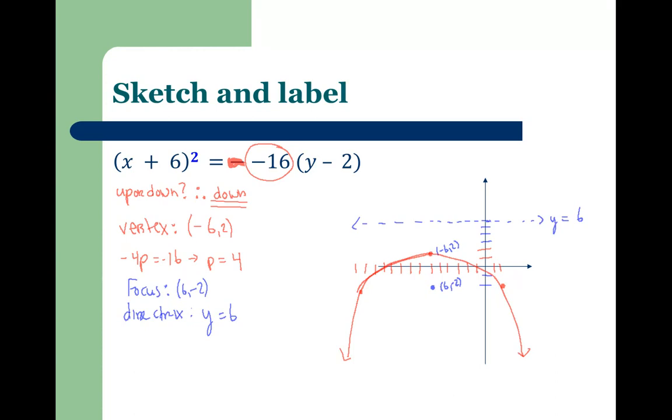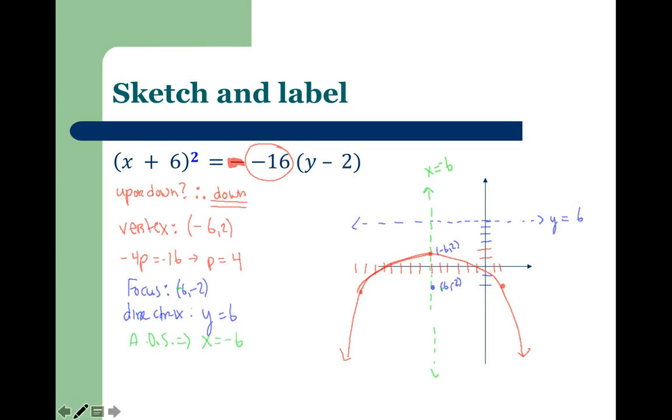I'll do the axis of symmetry, and then we'll do x and y intercepts. So the axis of symmetry is going to be x equals negative 6. Oh, I forgot that should be a negative 6. My fault, the focus is negative 6. Okay, so axis of symmetry is x equals negative 6.